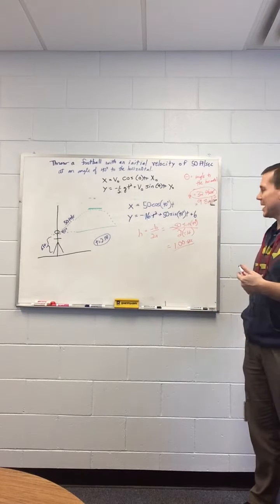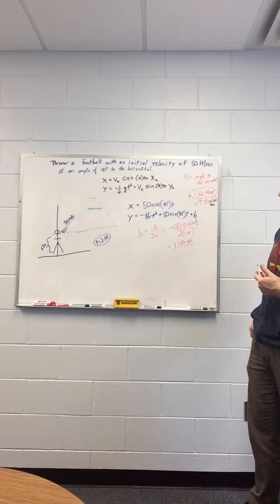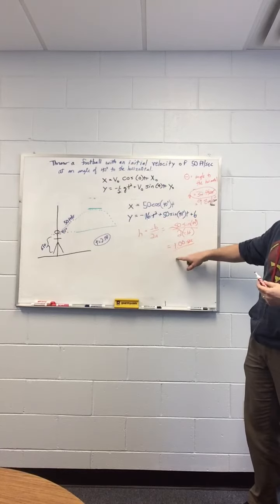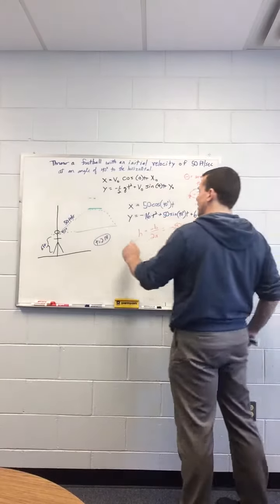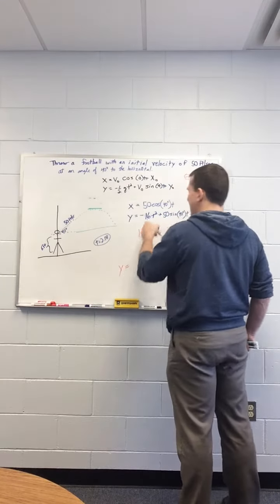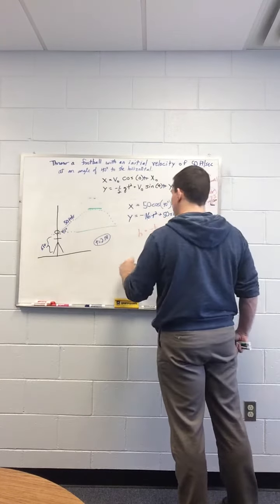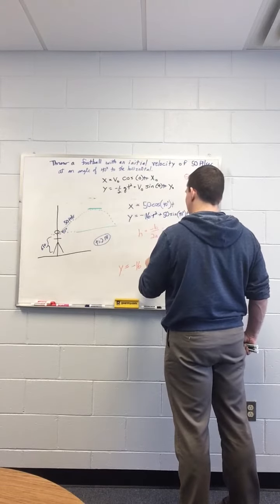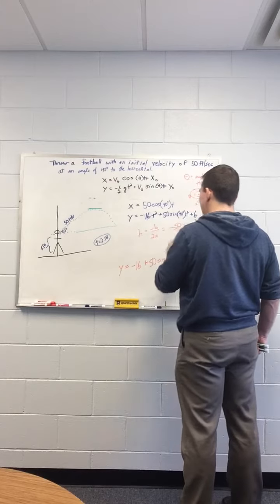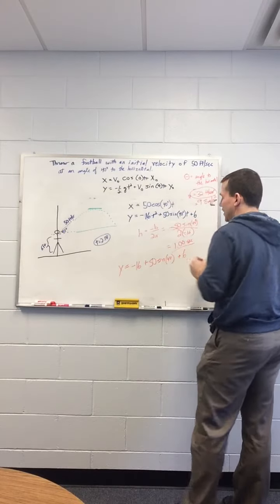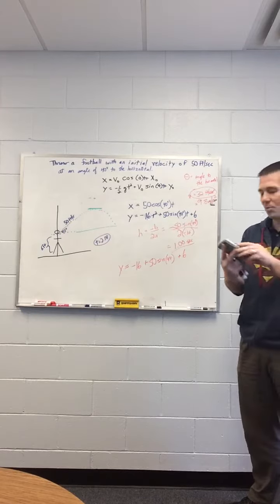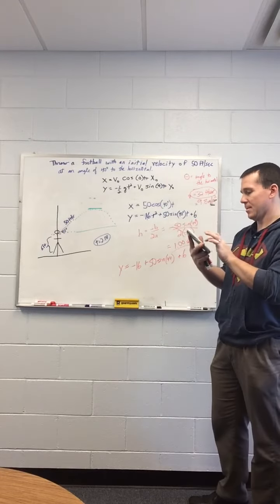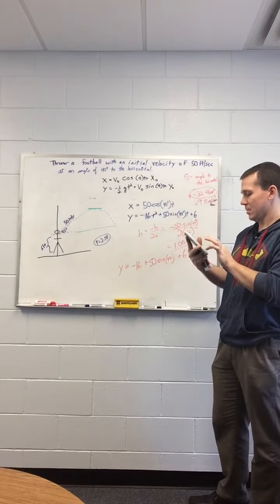And then what's the actual maximum height it attains? Well, it reaches its maximum height in 1 second. Its maximum height, we can just plug in here. And we get y equals negative 16 times 1 squared, which is just negative 16, plus 50 sine 40, which I'll get from my calculator. Again, the t is just 1, so it's irrelevant, plus 6. So we get 22 feet.